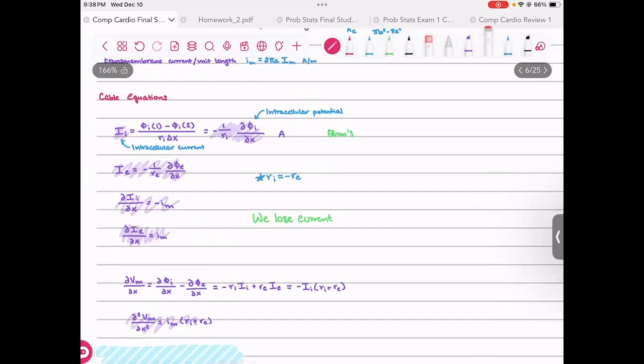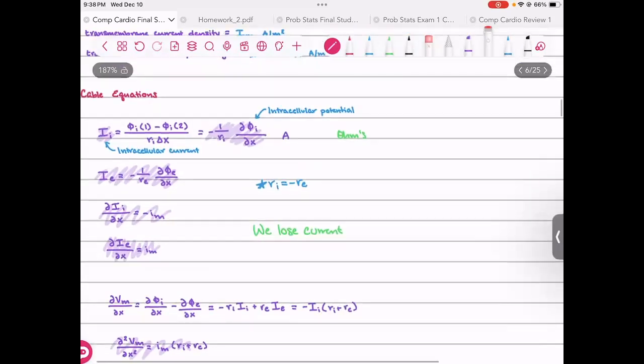That the intracellular current is equal to 1 over the intracellular resistance per unit length times the intracellular potential, and this is based on Ohm's law, I equals V over R, that's how it was derived. Then Ie, same thing, just replace i with e. Keep in mind here that Ri is equal to negative Re.